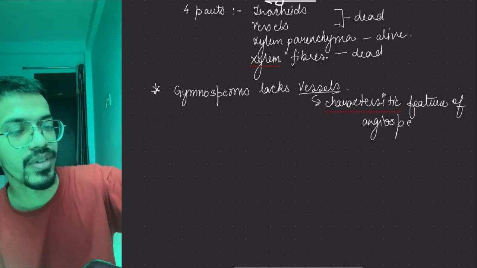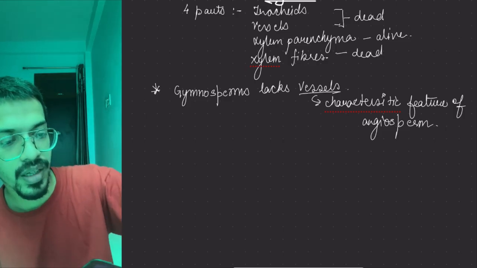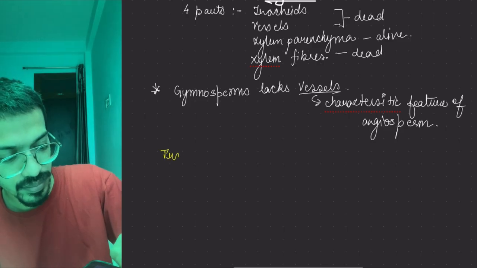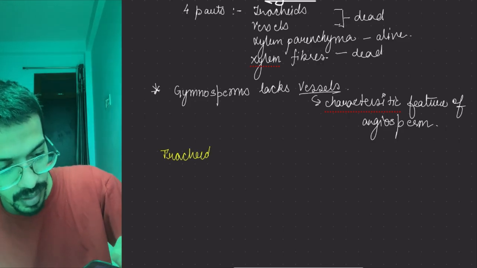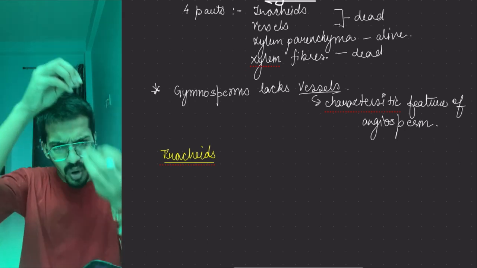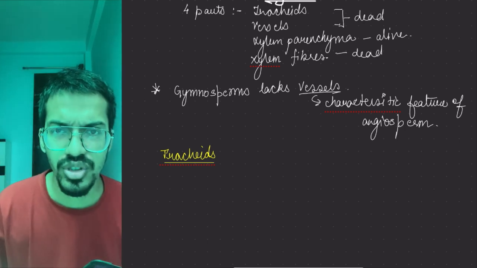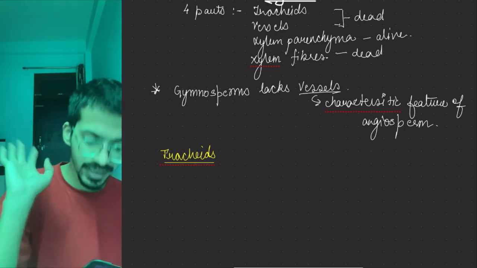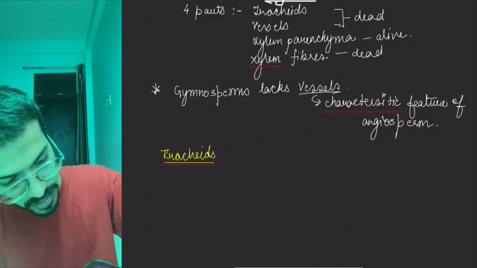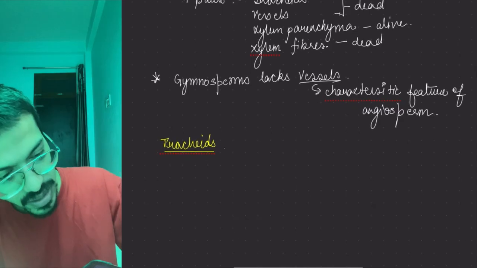After this, one by one, let's talk about all of them. Number one, we talked about the tracheids. So now what are tracheids? They are long cylindrical elongated structures. They can be tapered at the end or the opening could be at the end. First of all, we will remember the facts.